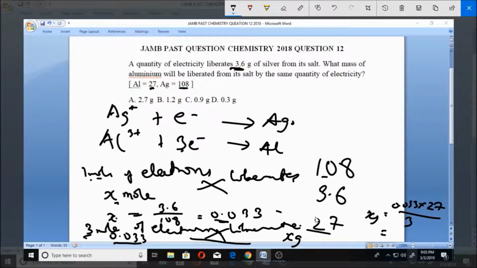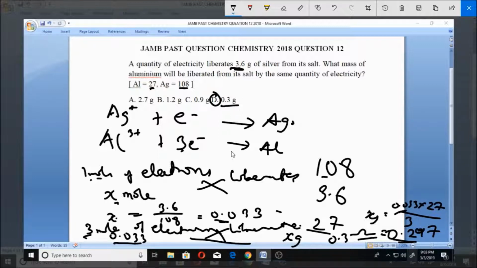So if you do this calculation, what are you going to get when you press the calculator? 0.033 times 27 is going to give us 0.891, divided by 3, it will now give us 0.297. So this is the mass that will be liberated, 0.297, and this 0.297 is approximately equal to 0.3, because this is 9, so you can approximate this to 0.3 gram. So the right option is going to be D, 0.3 grams.